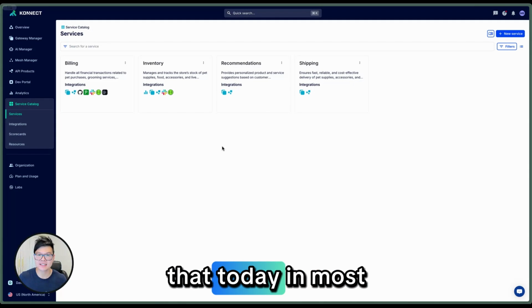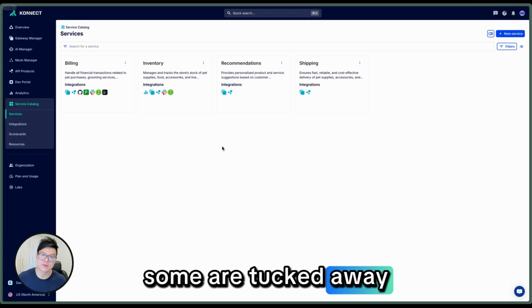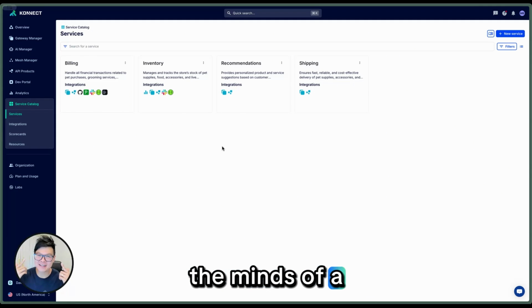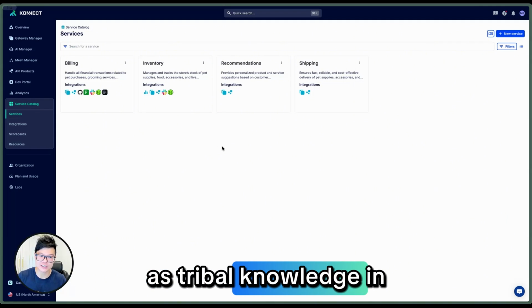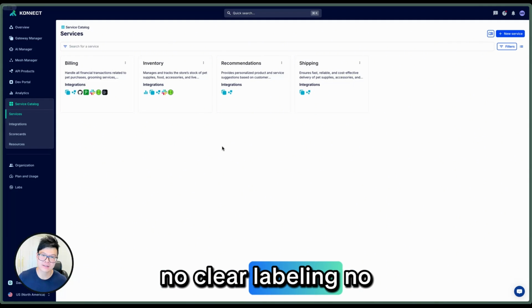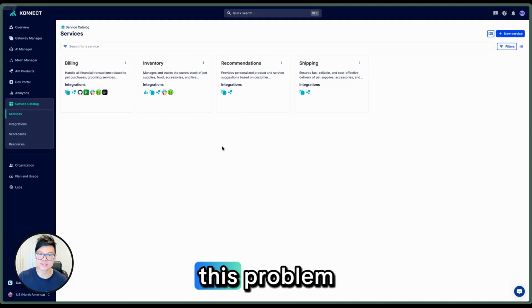However, the problem is that today in most companies, these APIs are scattered all over the place. Some are tucked away in old repos, others are buried in docs, and others exist in the minds of a handful of engineers as tribal knowledge. In other words, there's no organization here, no clear labeling, no way to know what's out there or how to use it. Kong's service catalog solves this problem.